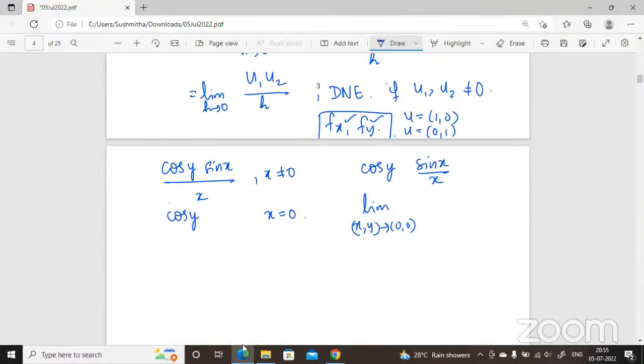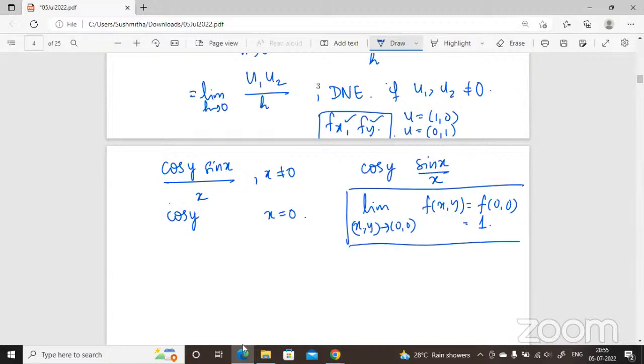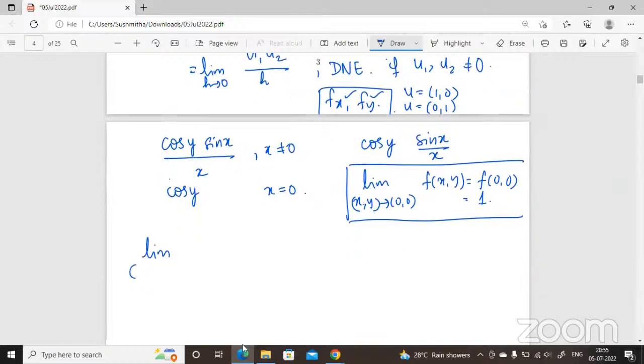I want to show that the limit is equal to f of (0,0), which is 1. Yes, the limit value is equal to the value of the function at that point. So I have cos y sin x by x, and I can split it like this. Then we can use the product rule.